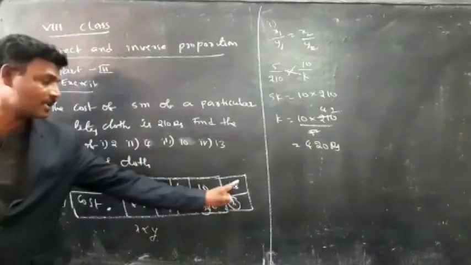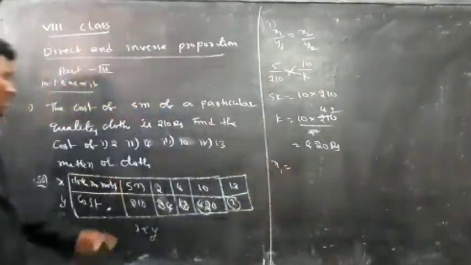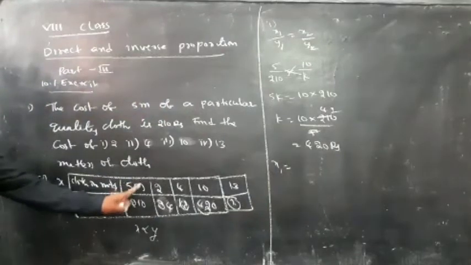Next, I need the cost of 13 meters cloth. So x1 is the same: the cost of 5 meters cloth is 210 rupees.